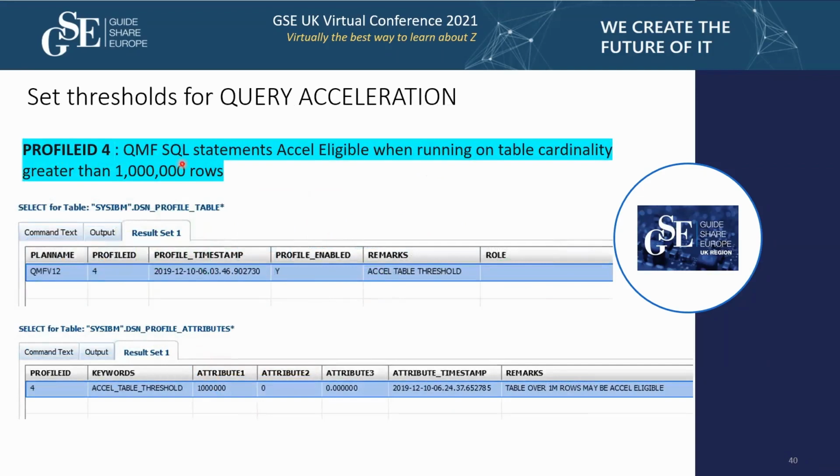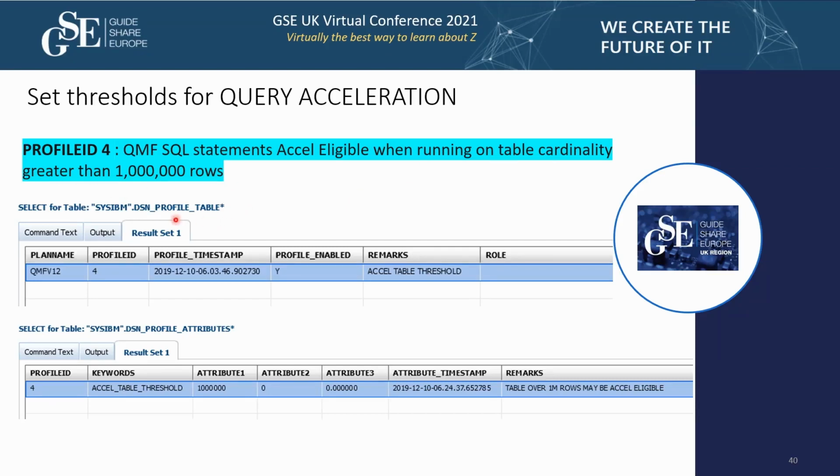Profile ID number 4. I want that only SQL statements coming from QMF, that means queries to DB2 using QMF, will be eligible and will be redirected to the accelerator, but only for tables involved in the query that have more than 1 million rows, for example.